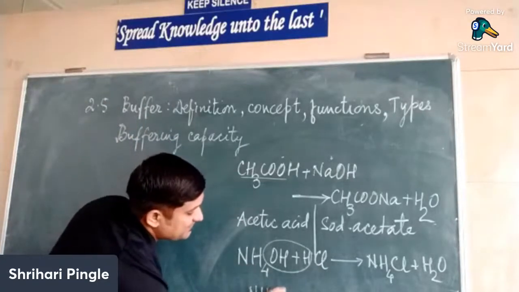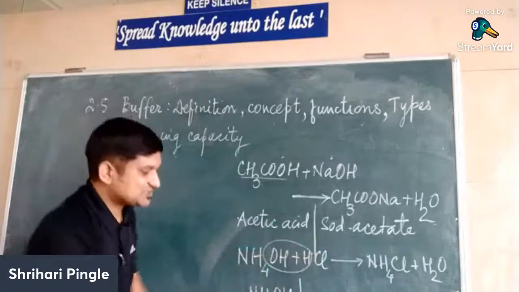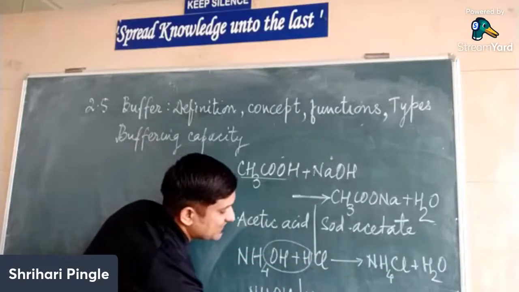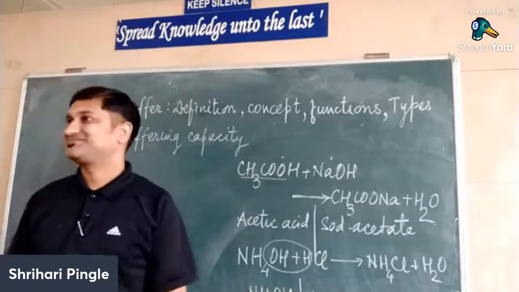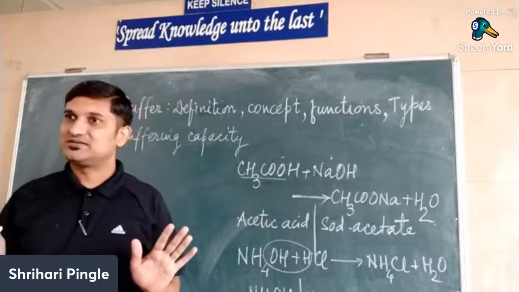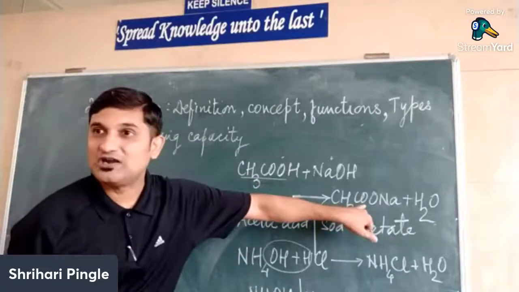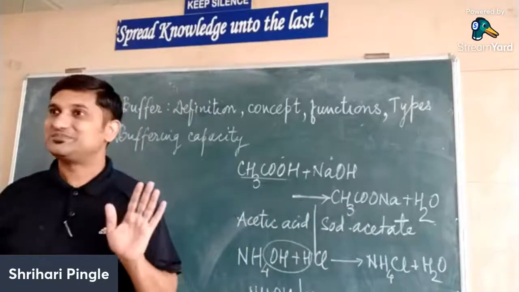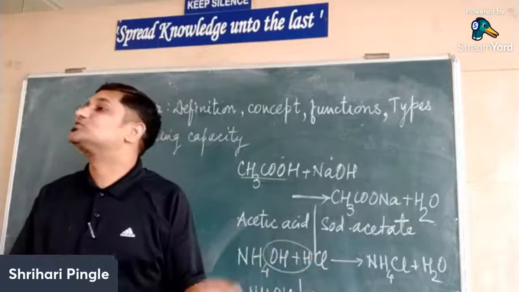A weak base, ammonium hydroxide, and its salt, ammonium chloride, will make a buffer. Got it? So a weak acid and its salt, they can make a buffer. A weak base and its salt, they also can make a buffer.